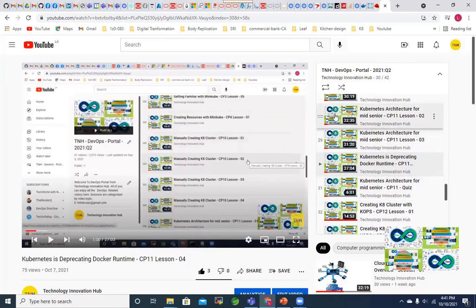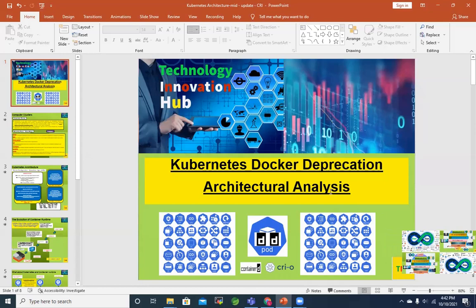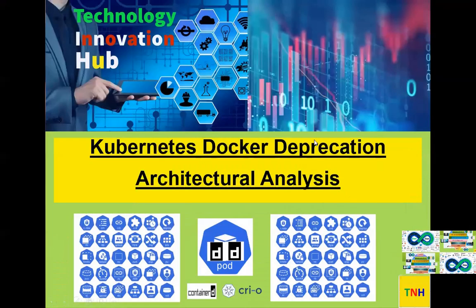Now today in our session, what we are trying to do is see the architectural analysis: Kubernetes Docker deprecation architectural analysis. That is what we're going to do today. Because we did the hands-on in the last session, as I explained, but we need to understand what has really changed from the architectural perspective in terms of Kubernetes.